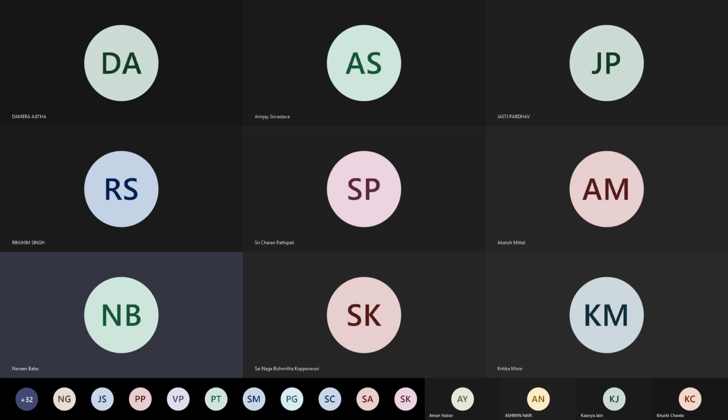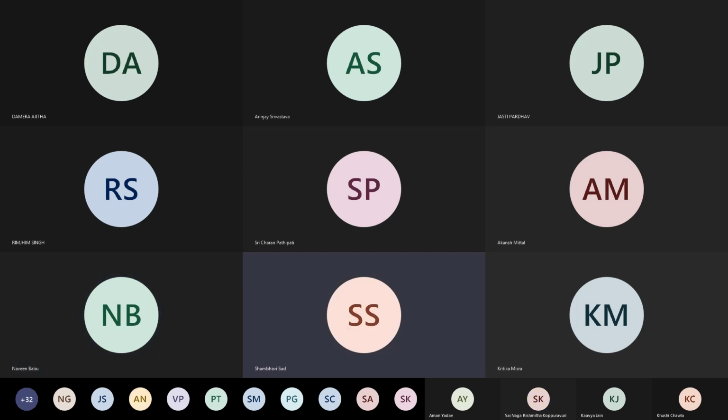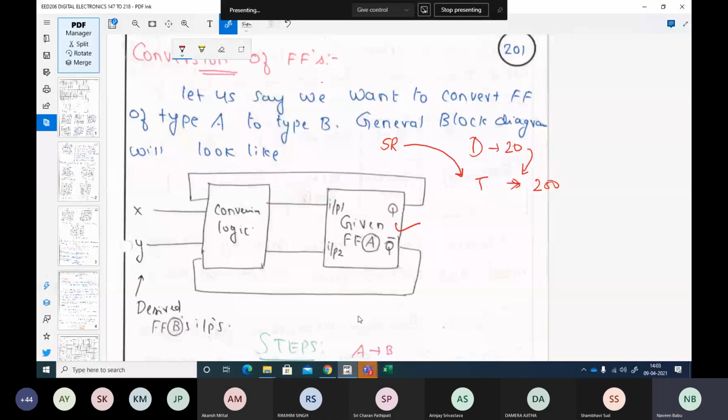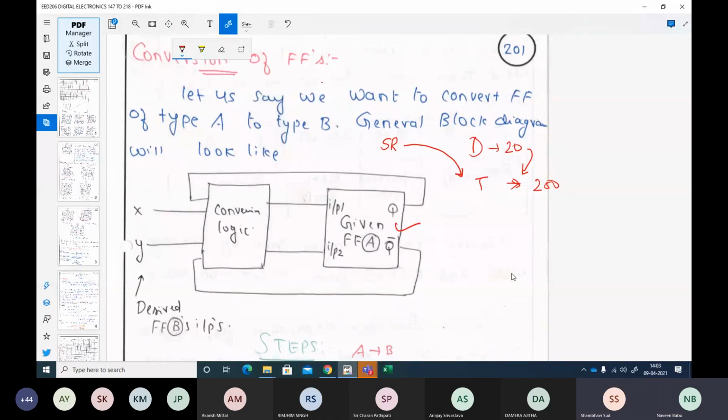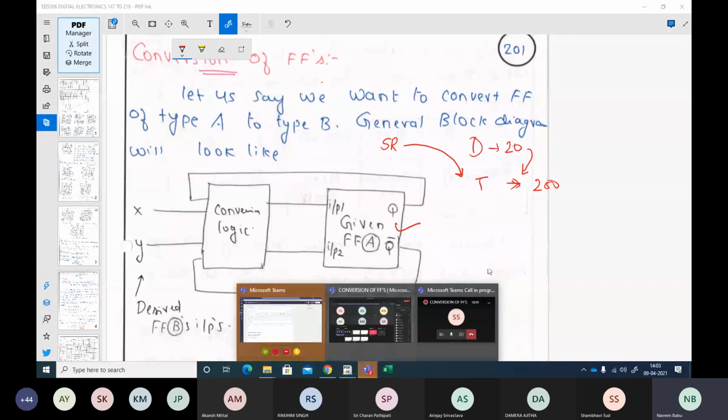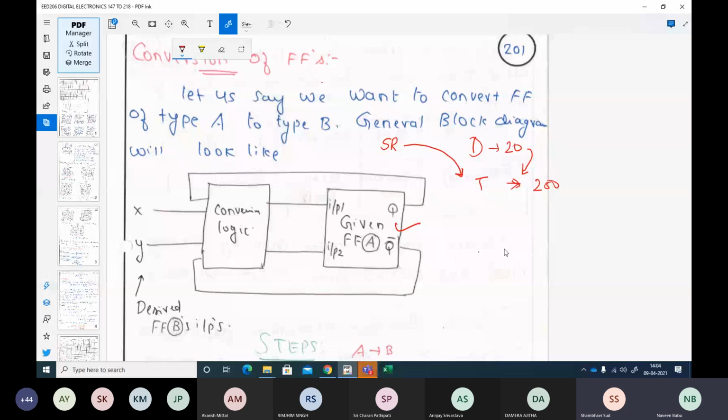Sir, you haven't shared your screen. Hello? Yes, you haven't shared your screen. Actually, there was a disconnection and it went off, so I'm doing it again. Please keep me notified if there is something you are not getting, because I'm continuously lecturing and speaking. Just interrupt me. Okay, sir.